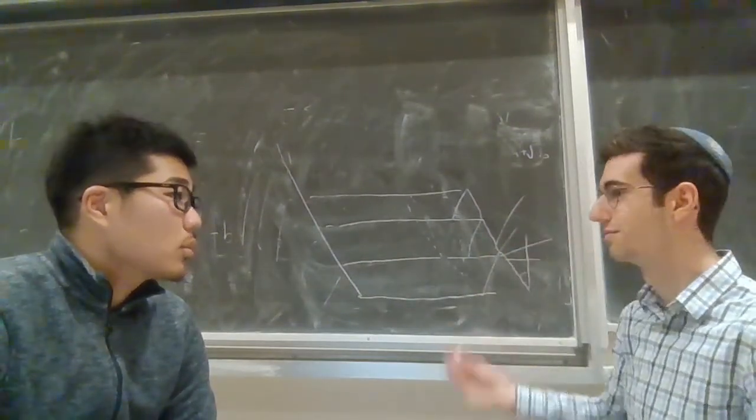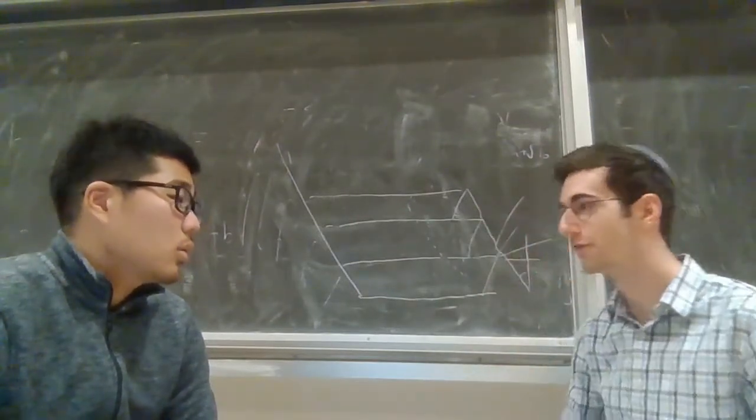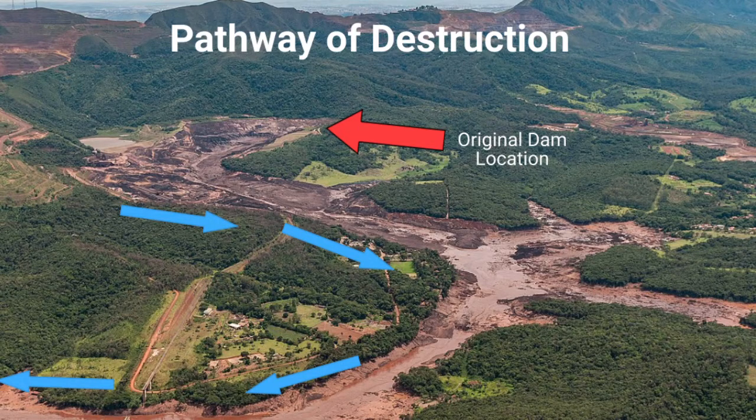And pretty much all of this material, the dam material, the tailings, flowed down the entire mountainside and wreaked havoc upon the local population, the local towns, the agriculture, because there's just so much volume of mudslide. I think it was about 12 million cubic meters of mud.